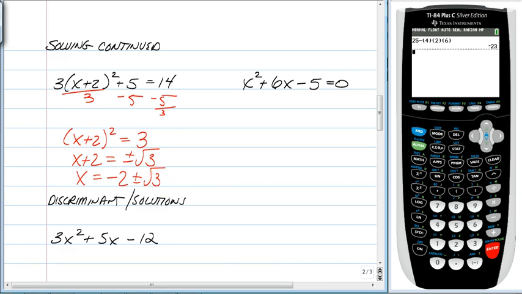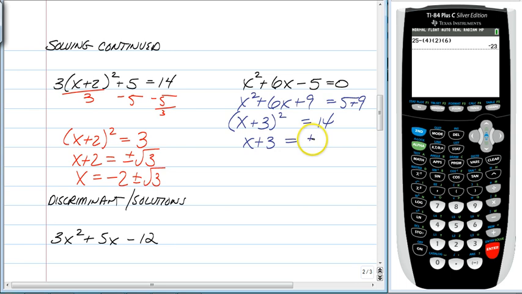So the last method algebraically is completing the square. So I do not know if this could be factored or not. So we're just going to complete the square anyway, just so you can see it done again. First step, move the 5 over. x squared plus 6x is equal to 5. Half of 6 is 3, squared is 9. So we have x plus 3 quantity squared is equal to 14. Square root both sides. We get x plus 3 is equal to plus or minus the square root of 14. So x is equal to a negative 3 plus or minus the square root of 14. Alrighty, that's that.